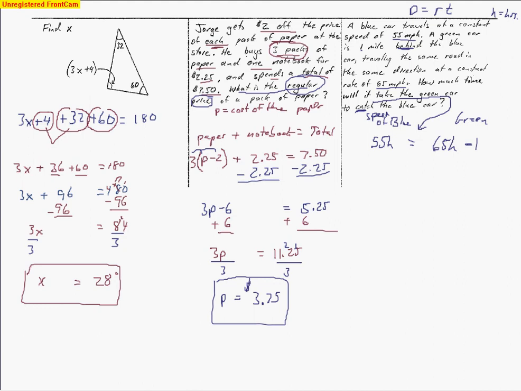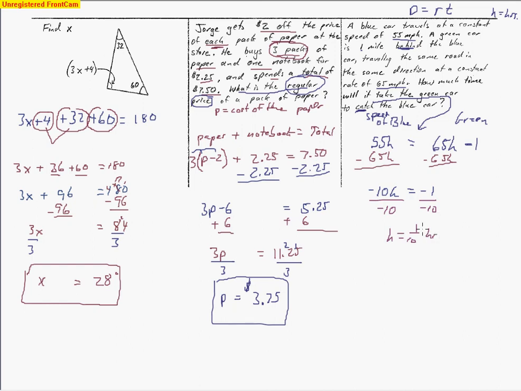So I go ahead and solve by doing some opposite operations here. I'll subtract that 65h from both sides. And so now I'm left with a negative 10h equals negative 1. So from this point, all I have to do is divide by negative 10, and I get my answer. So hours equals 1/10. 1/10 of an hour is all it's going to end up being.